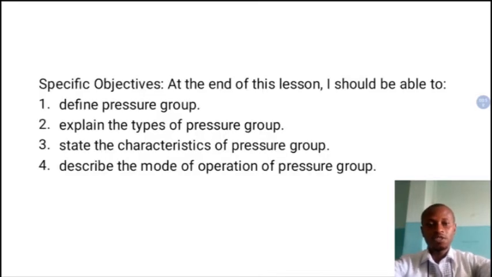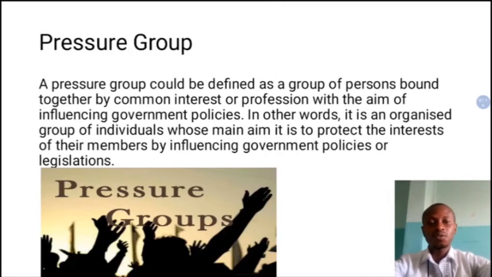And at the end of this class, we'll be able to define the meaning of pressure groups. We will explain the types of pressure groups. We will state the characteristics of pressure groups. And we will describe the mode of operation of pressure groups. Now let's start with the meaning. How do we define pressure group?